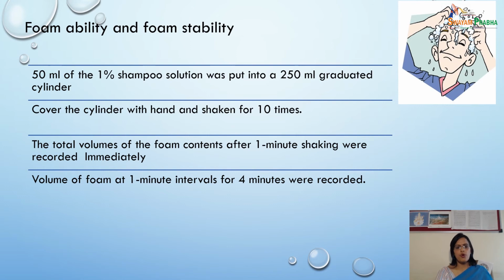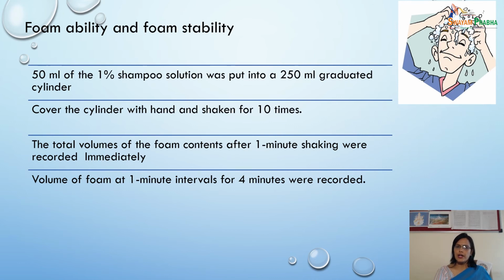Okay. Foam ability and foam stability. This is also important. The main objective of a shampoo is the production of foam. Then only is it going to cleanse, then only is it going to impart the cleansing property. So producing foam is very important, and also its stability, that is, how long it is going to remain stable.